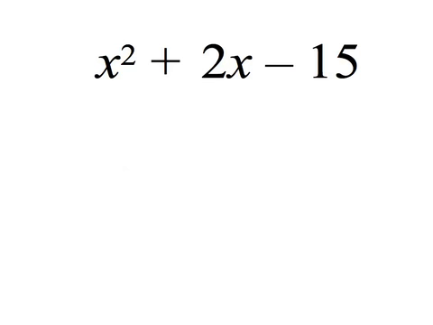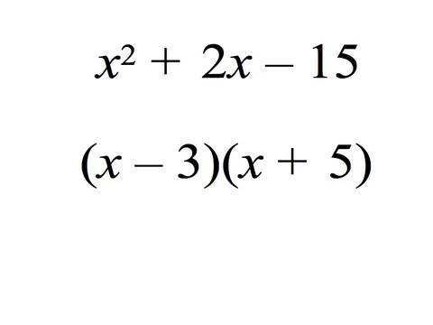And if we have a 2x and a negative 15, it's a little more complicated, but we can still mull it over in our head. 1 times 15 is 15, and 15 minus 1 is 14. 3 times 5 is 15, and 5 take away 3 is 2. So that's the one we're going to use. It's x take away 3 and x plus 5, because the negative 3 and the 5 makes the negative 15, and the 5 and the negative 3 makes the positive 2 and the 2x. So there's our factored answer.